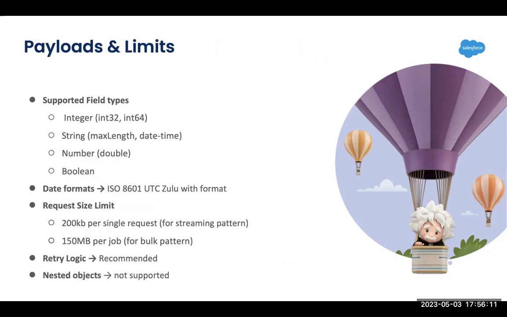When it comes to payloads and limits, the supported field types when you design your schema file are integer, string, number, and boolean. That's it. From a data format perspective, dates always follow ISO 8601 in Zulu format, UTC. The maximum payload size on one single call is 200 KB per single request. From a streaming API pattern, for bulk, it's 150 MB per job per file.